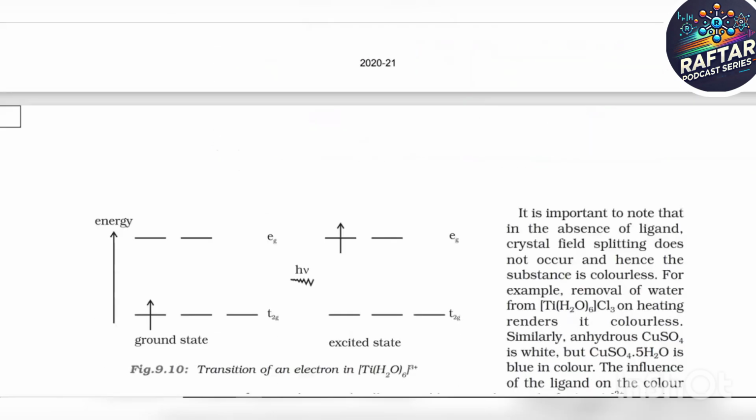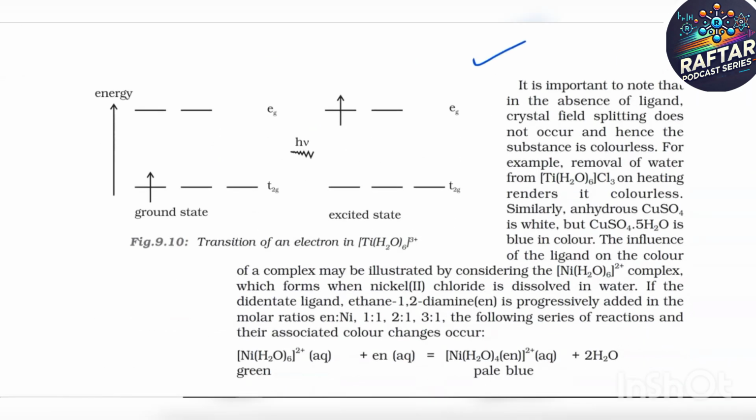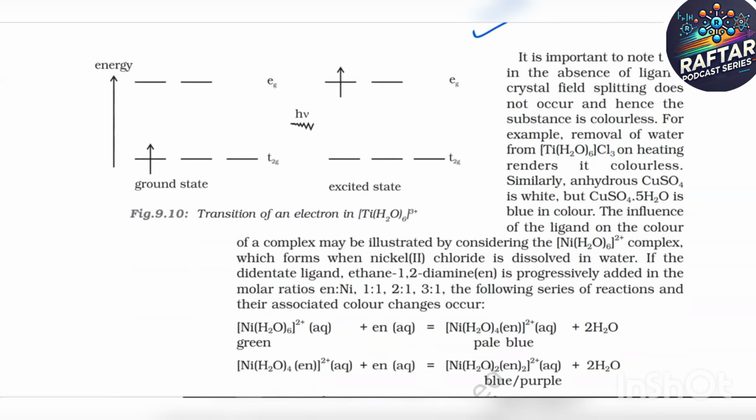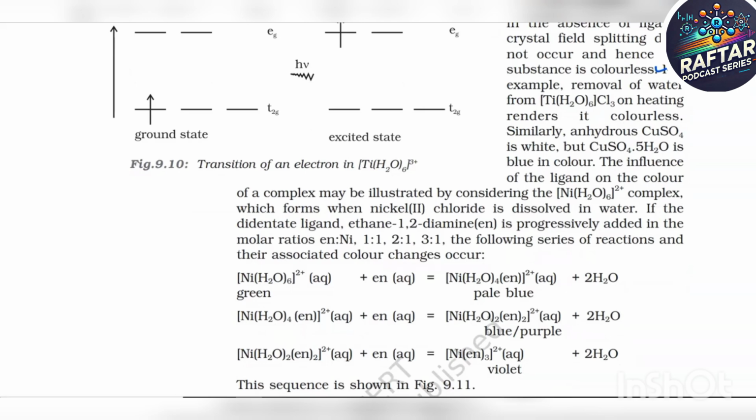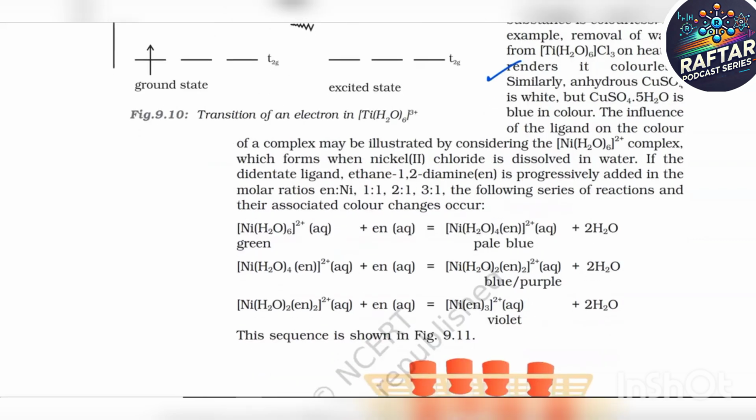Thus, the crystal field theory attributes the color of coordination compounds to the d-d transition of the electron. It is important to note that in the absence of ligand, crystal field splitting does not occur, and hence the substance is colorless. For example, removal of water from [Ti(H2O)6]Cl3 renders it colorless. Similarly, anhydrous CuSO4 is white, but CuSO4.5H2O is blue in color.